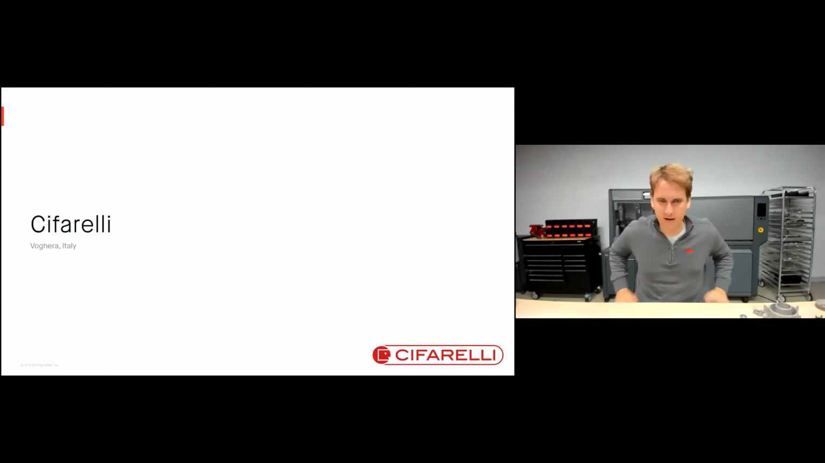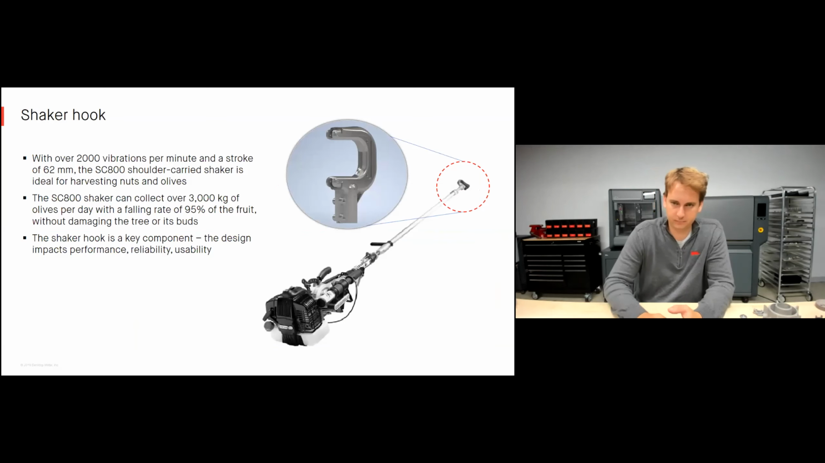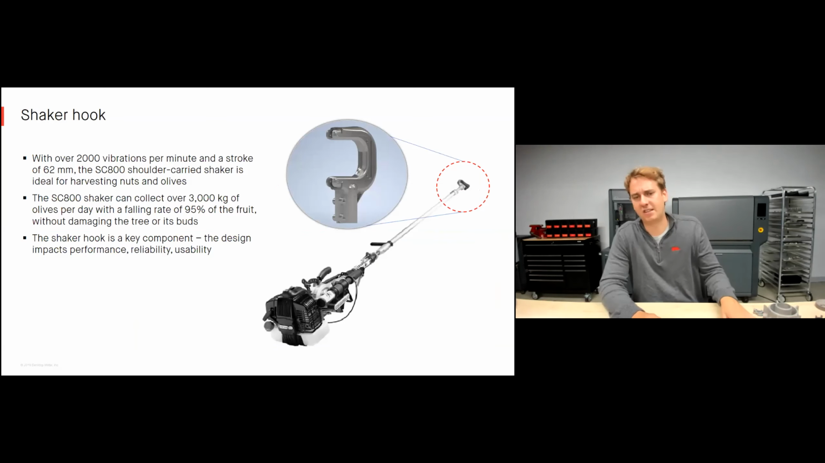Cifarelli, located in Italy. Cifarelli was founded in 1967. They're a leading vendor of agriculture and gardening equipment. They have a rich history of technology and product innovation, so they're really looking to incorporate 3D printing across their entire line. The part we're going to be talking about today is this shaker hook.